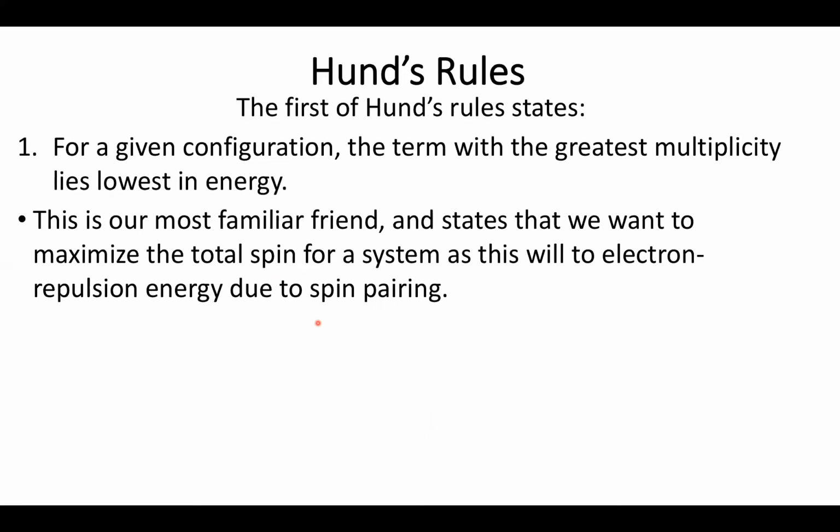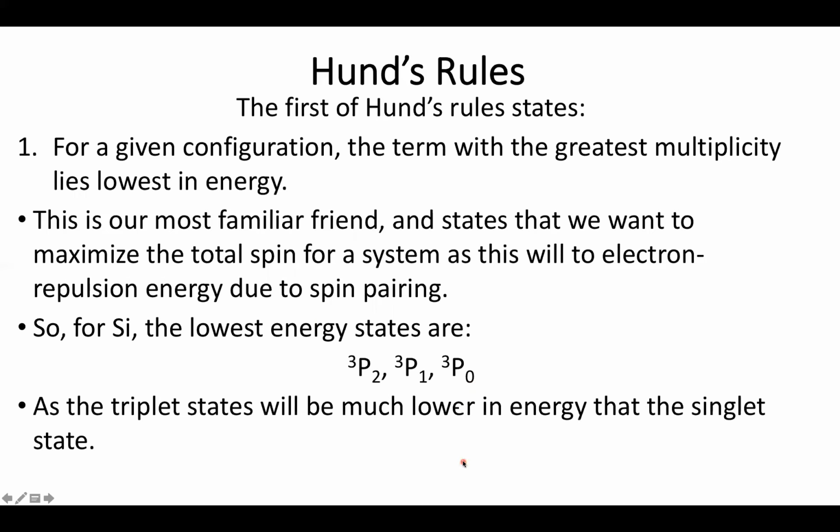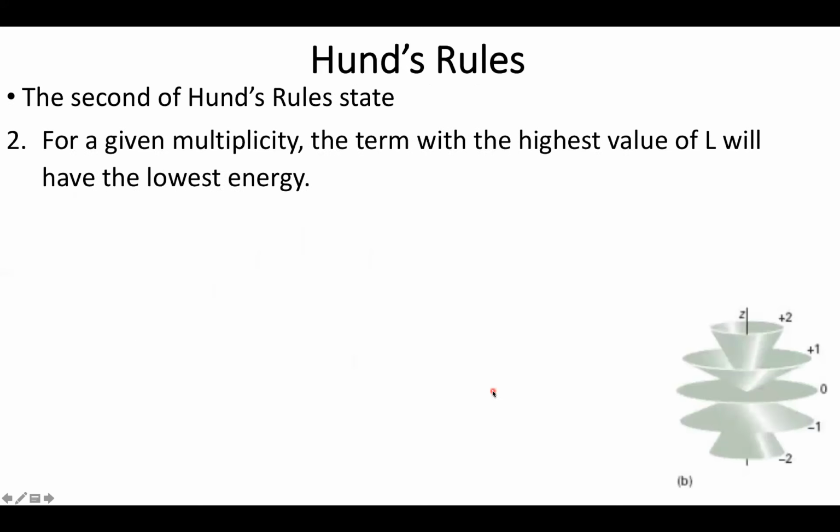So of my previous 5 states, 2 were singlet, 3 were triplet. So our lowest energy states are going to be our triplet P states with J values ranging from 2 to 0. Again, these triplet states will be much lower in energy than the singlet states due to spin pairing energies, and this difference can often be quite substantial. But now I have to figure out which one of these 3 is going to be the lowest in energy. For that, I can start by moving to the second of Hund's rules.